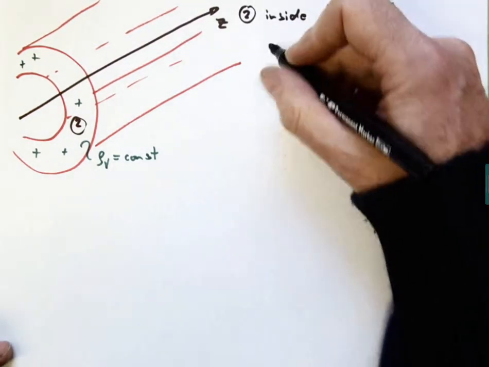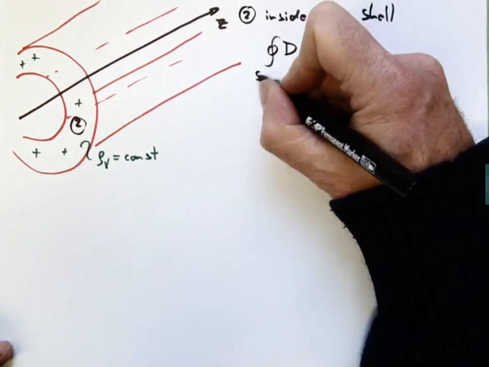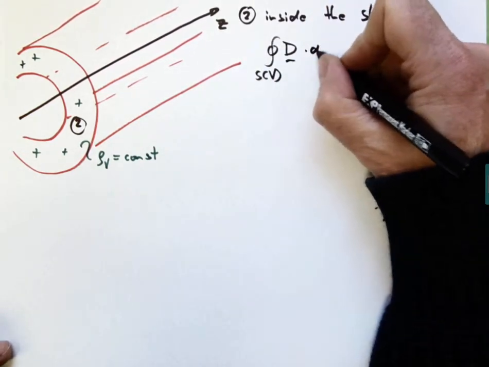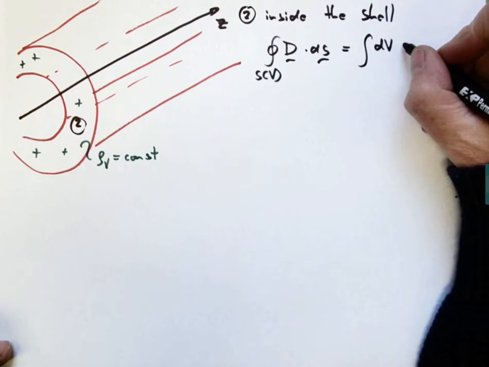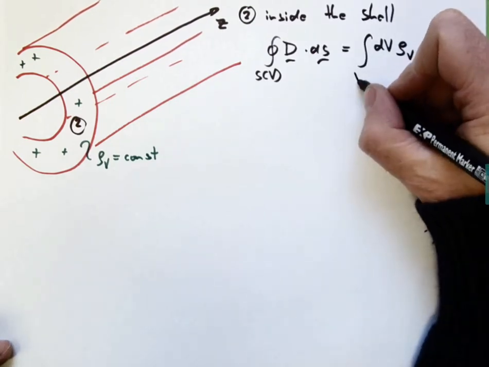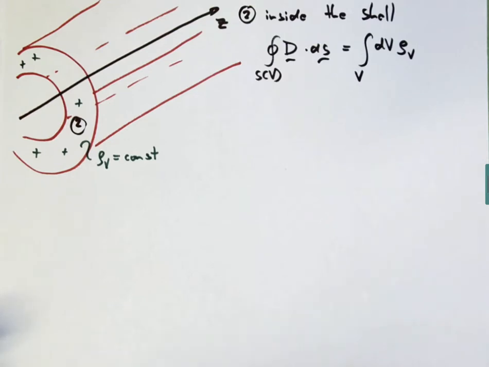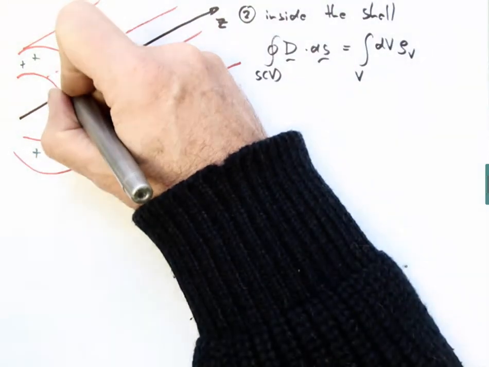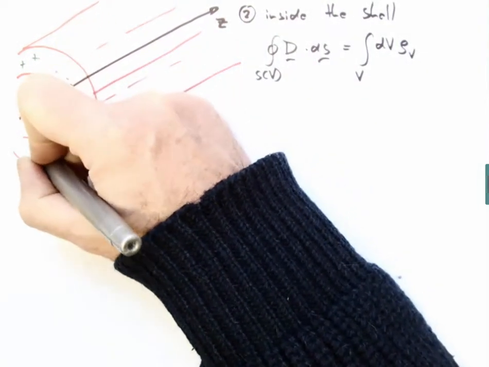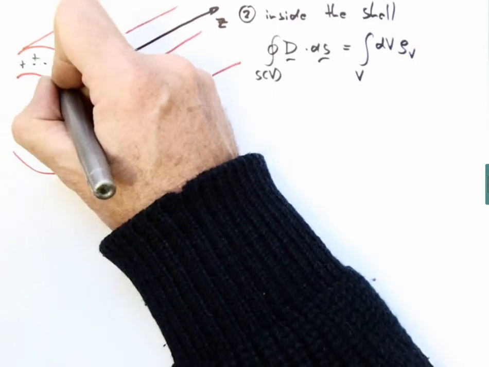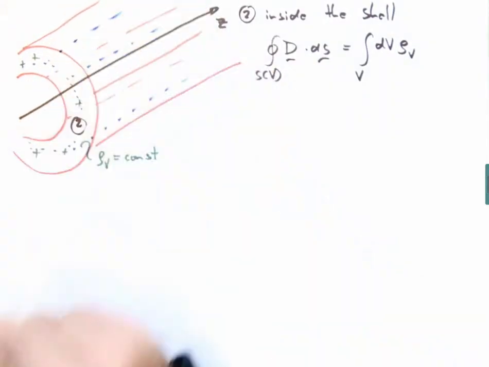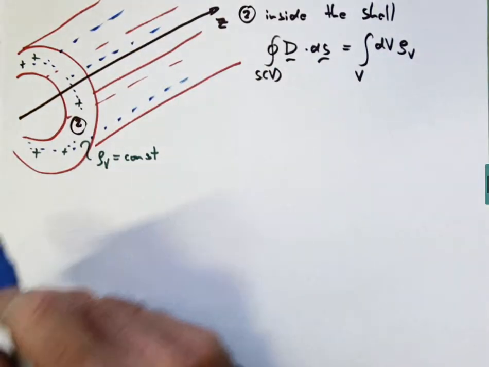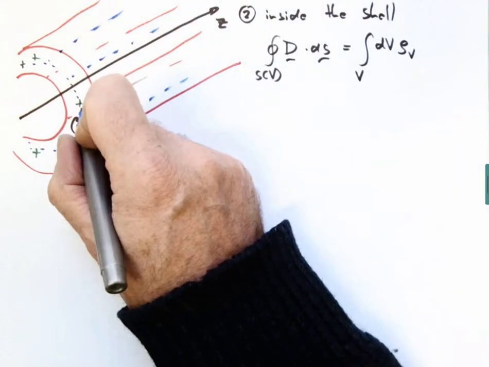Again, we apply Gauss's law by surface integral over D dot dS is equal to the volume integral dv over the charge density. In order to solve the situation for region 2, we need to construct a different virtual Gaussian surface, which I'm indicating here in blue. This surface will be inside the shell in region 2.